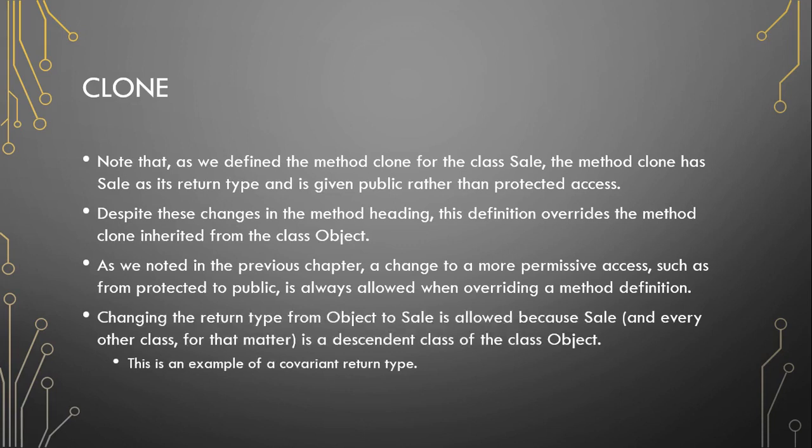Now, changing the return type from Object to Sale is also allowed because Sale, and every other class for that matter, is a descendant of the class Object. All right, and if you remember from our previous chapter, this is an example of what's known as a covariant return type.